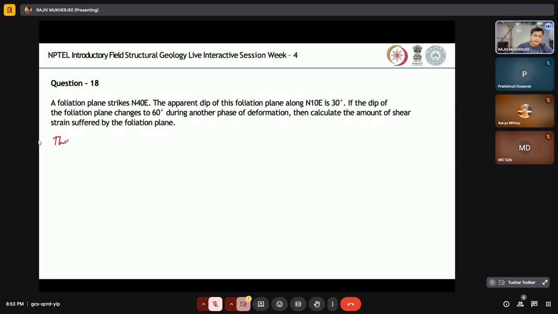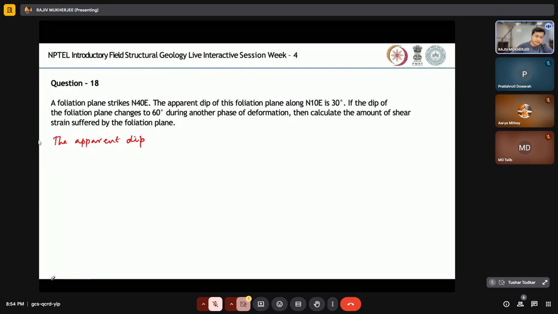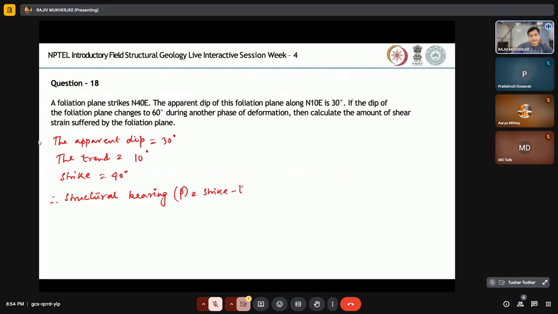So we have the apparent dip. The apparent dip amount is given, which is 30°. The trend is 10°, right? And the strike is 40°. So therefore, the structural bearing will be strike minus trend, 40 minus 10, that is 30 degrees.